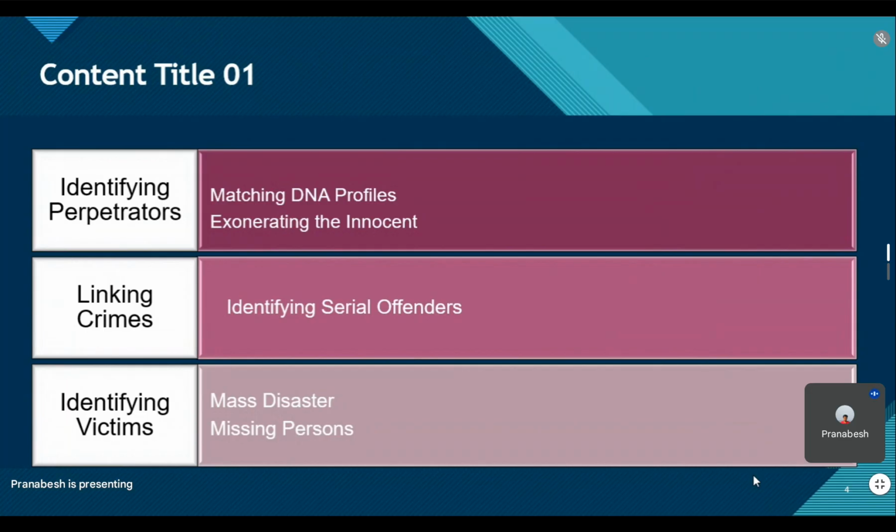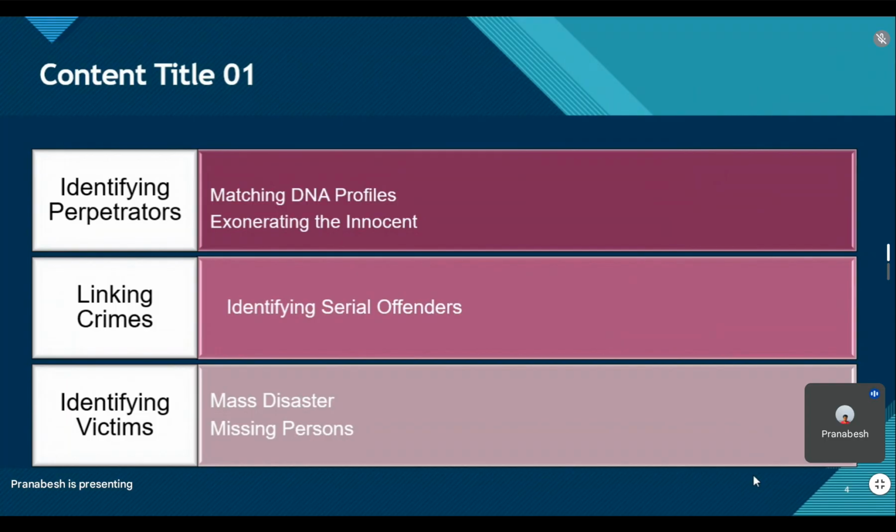Linking the crimes is identifying the serial offenders. So what about identifying the serial offenders? From one crime scene we get one type of body fluid, and from another crime scene we get another type of body fluid. We extract the DNA from those body fluids, and from the DNA analysis we infer that both DNA samples belong to the same individual. So that is the particular individual who committed the crimes repetitively. That's why it's identifying the serial offenders.